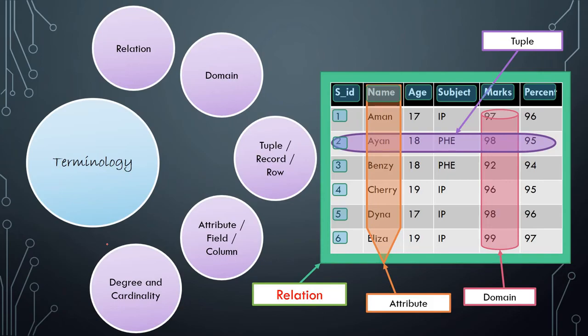So a relation is a table, a set of permitted values is domain, which are eligible to form a column. A horizontal one, a row or a record in a table, is known as tuple. A column or a field in a table is known as attribute. Basically, attributes are the properties of any relation or entity. Next, degree and cardinality. The number of columns in a table is known as degree and the number of rows in a table is known as cardinality.